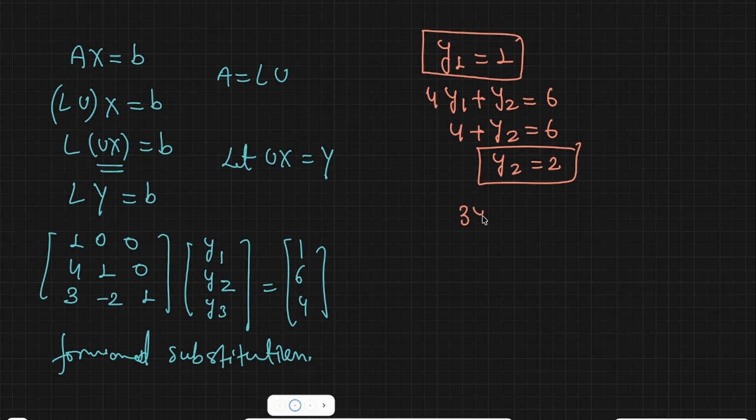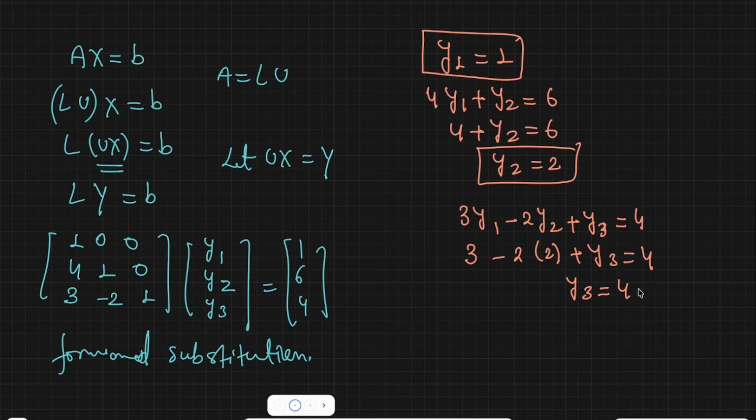And simply 3y1 minus 2y2 plus y3 is equals to 4. What is the value of y1? That is 1. That is 3 minus 4 plus y3 is equals to 4. Then y3 is equals to 4 minus 3 plus 4. That is your 8 minus 3. y3 is your 5. ऐसे आपने क्या कैलकुलेट किया? y. What is your y? y is 1, 2 and 5.